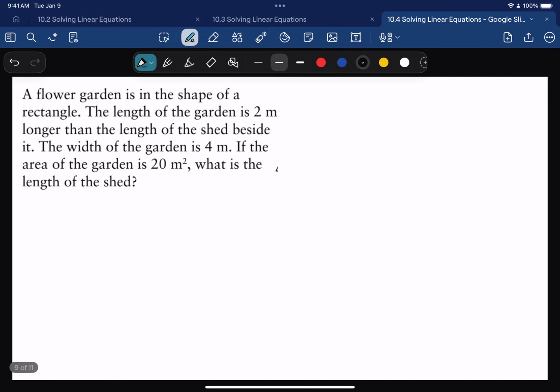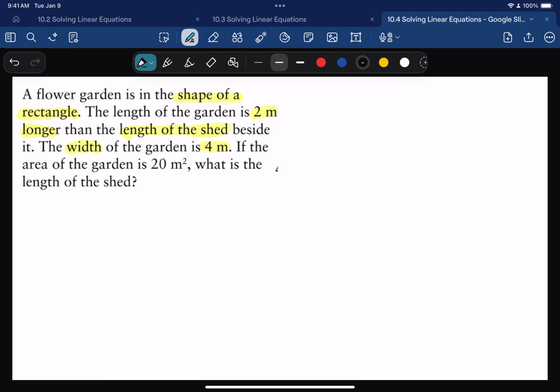So let's apply that right now. A flower garden is in the shape of a rectangle. So there's something we know, it's in the shape of a rectangle. The length of the garden is 2 meters longer than the length of the shed. So 2 meters longer than the length of the shed. Beside it, the width of the garden is 4 meters. So we know that the width is 4.